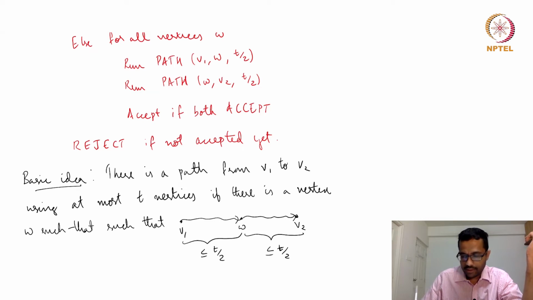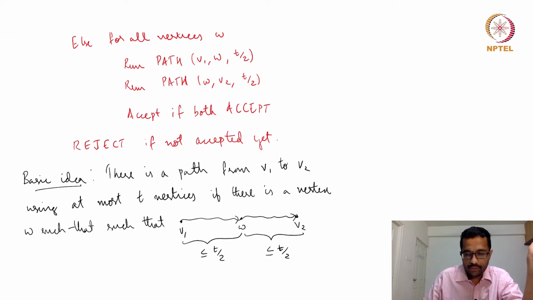Okay, so notice that if there is a path from v1 to v2 of length at most t, then it has a midpoint w, and there will be a path from v1 to w of at most t by 2 and w to v2 of length at most t divided by 2. So if from v1 to v2 there is a path of length t, then both of these should accept.